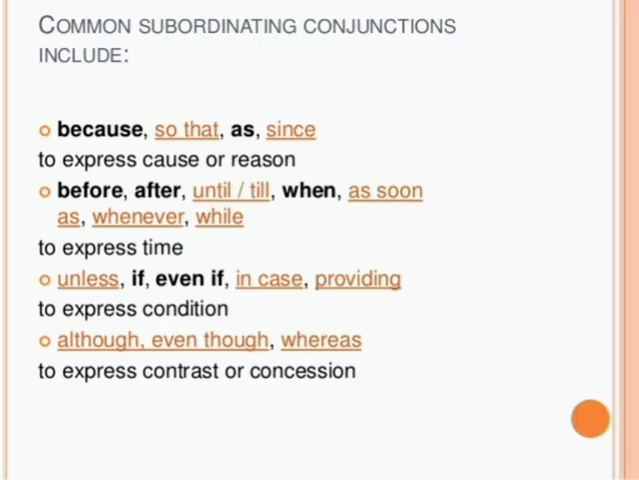Okay, so now some common subordinating conjunctions include because, so that, as, since. These are used to express cause or reason. Before, after, until, till, when, as soon as, whenever, while. These subordinating conjunctions are used to express time. Unless, if, even if, in case, providing. These are used to express condition. Although, even though, whereas, these subordinating conjunctions are used to express contrast or concession.